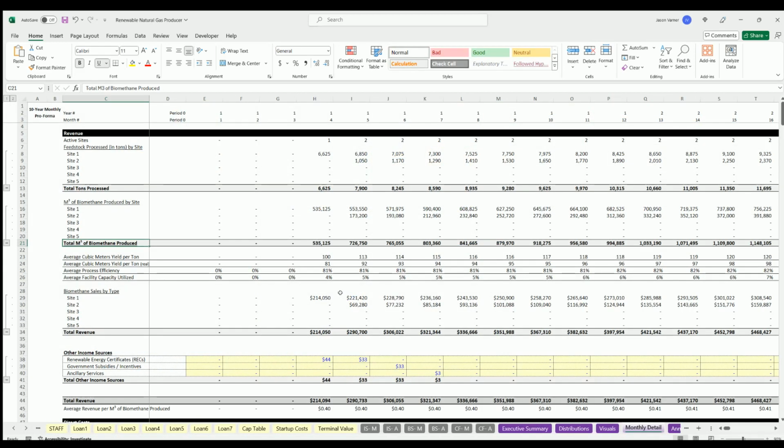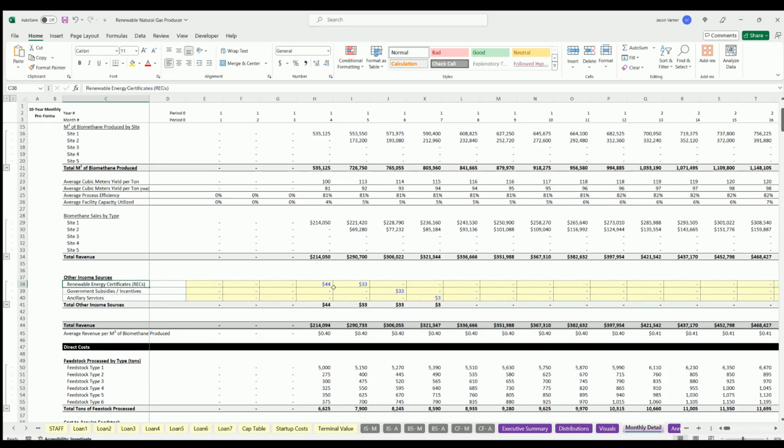Okay, finally you've got monthly detail. The only input on here is just on other income. You might be able to sell renewable energy certificates, have government subsidies, or other ancillary services. I didn't build logic for them, except you just enter your expected monthly revenue from those items here and it will flow through accordingly. That's added to total revenue, or to get to the total revenue here in row 44.